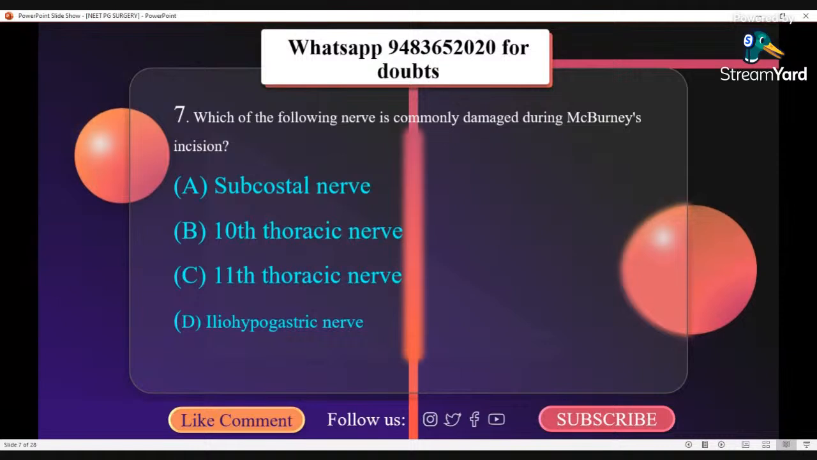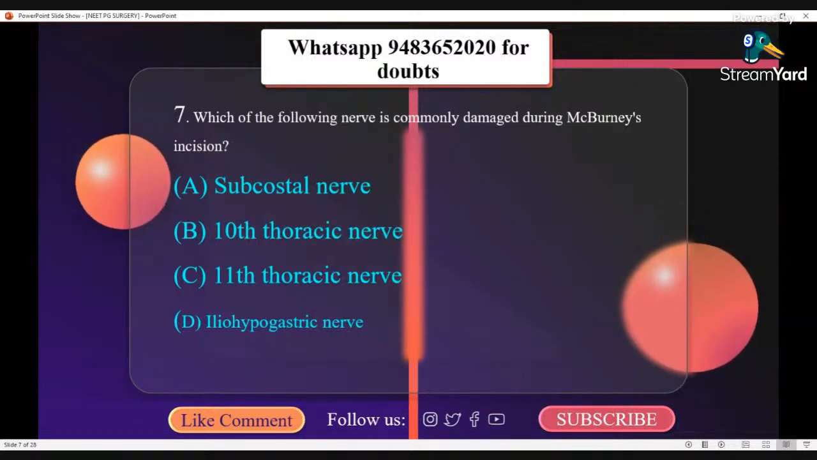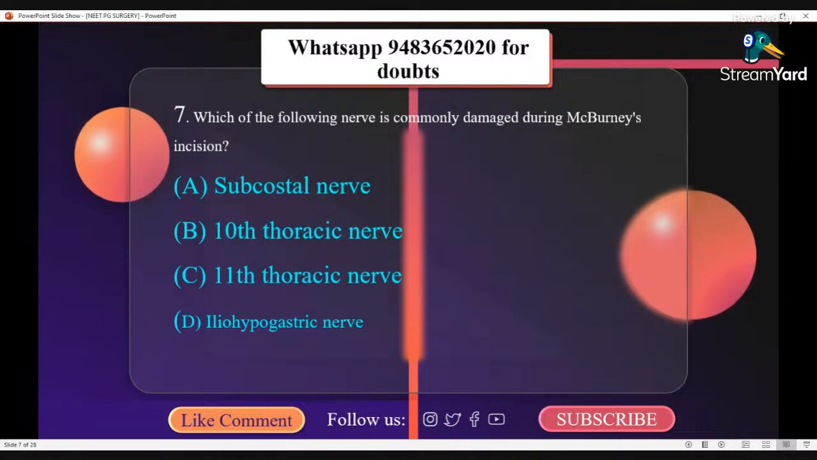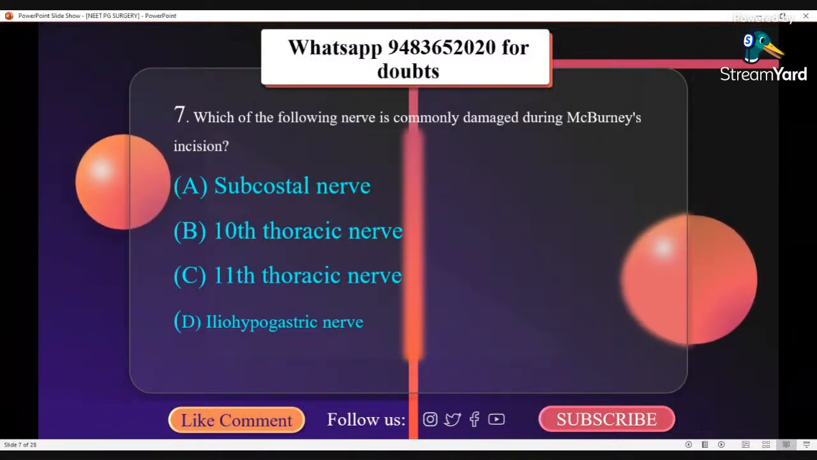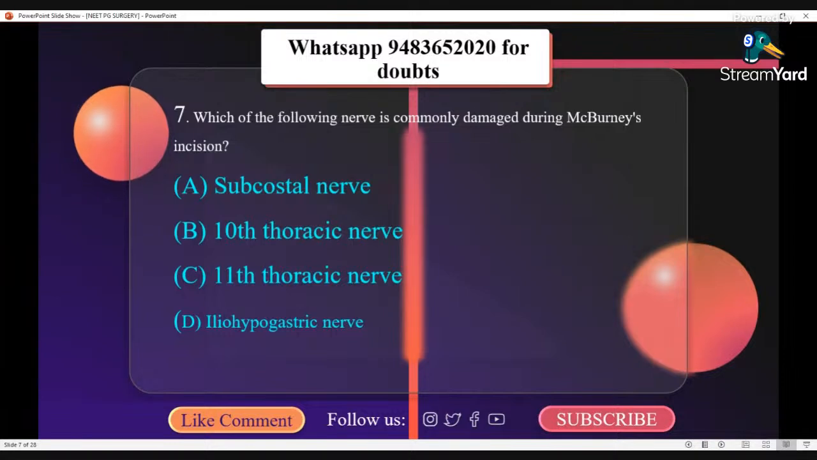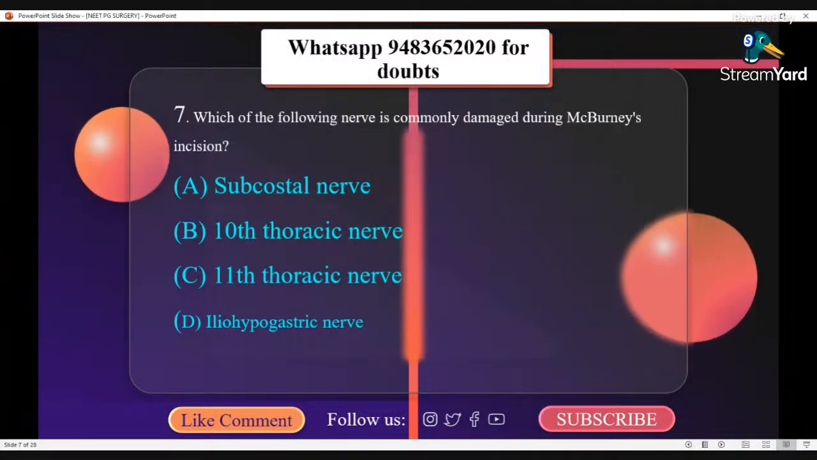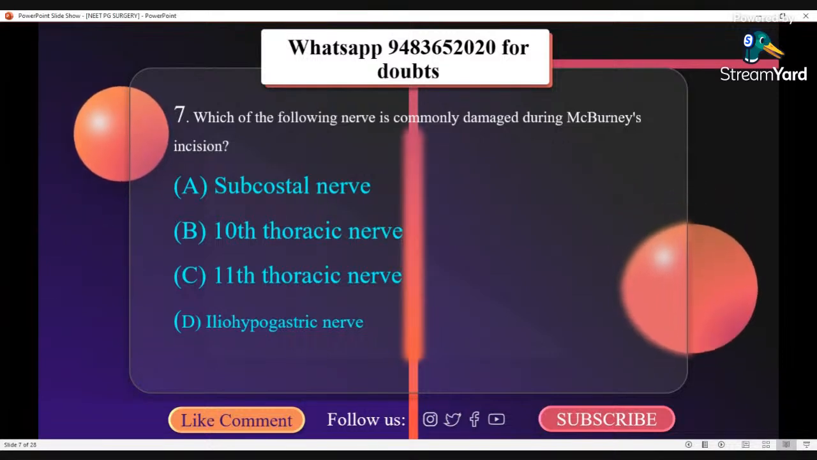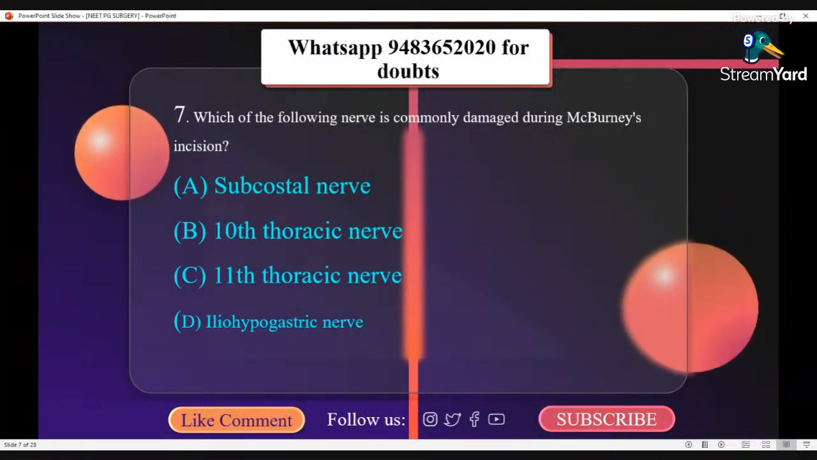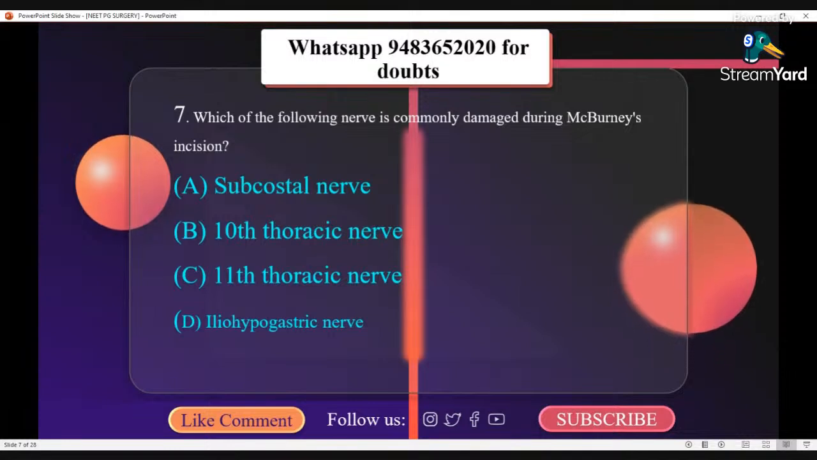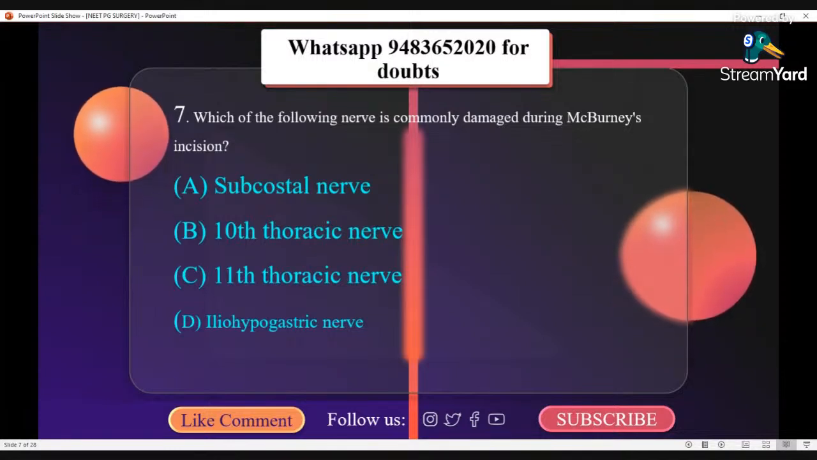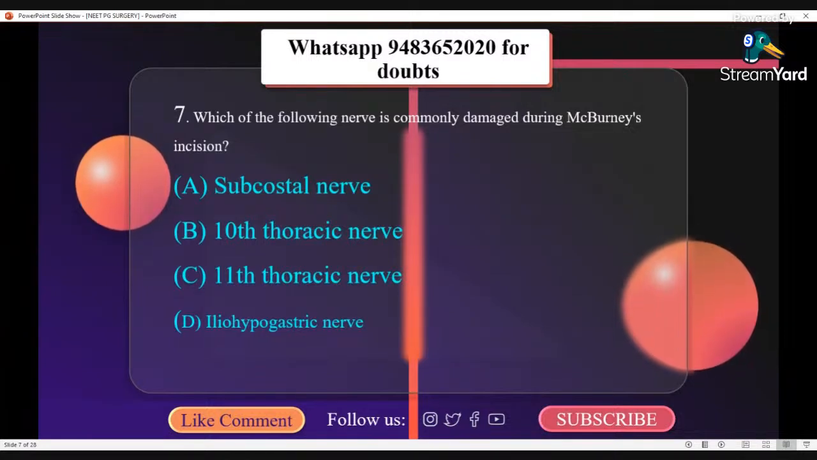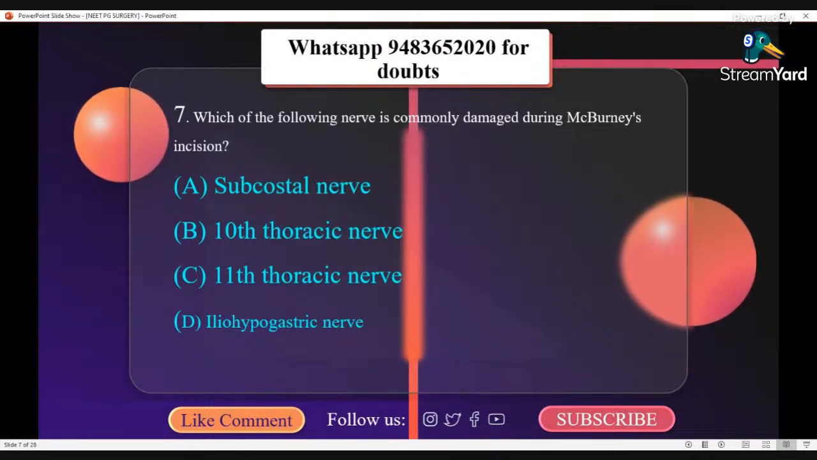Which of the following nerves is commonly damaged during McBurney's incision? A. Subcostal nerve. B. 10th thoracic nerve. C. 11th thoracic nerve. D. Iliohypogastric nerve. The nerve commonly damaged during McBurney's incision is the iliohypogastric nerve. Damage to this nerve results in the development of right inguinal hernia. McBurney's incision is done for appendectomy.